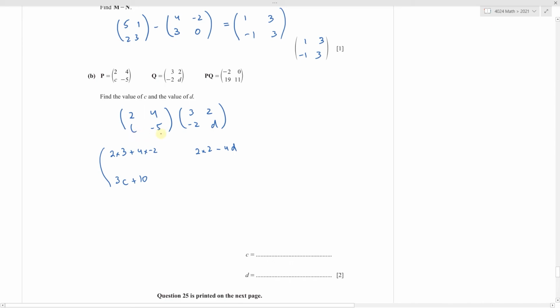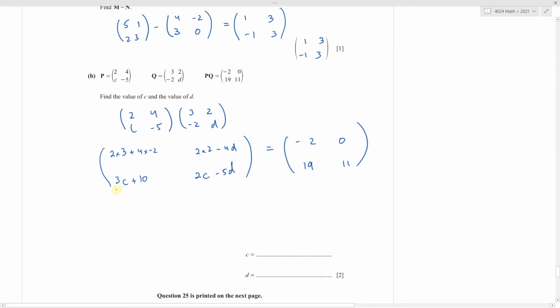And then second row, second column, 2C plus, and this is minus 5 into D. So basically minus 5D, 2C minus 5D. And now this is equals to this, minus 2, 0, 19, and 11. Now we can compare the values directly and find the values of C and D.